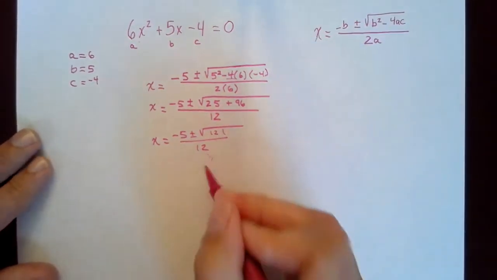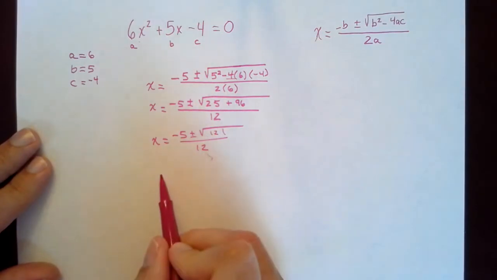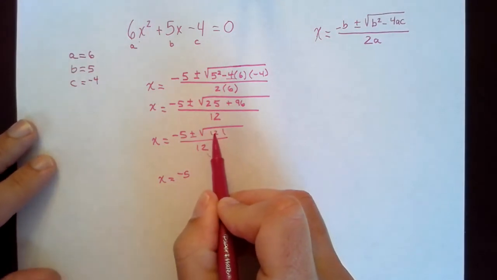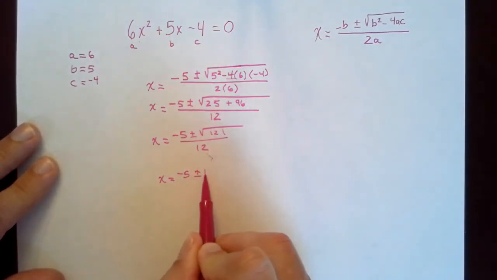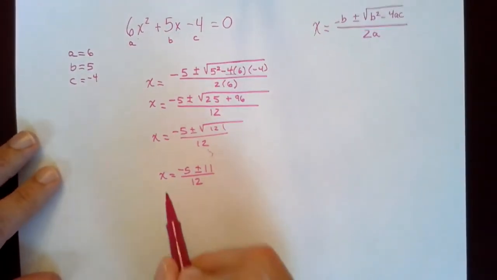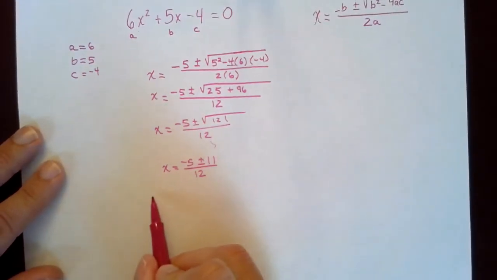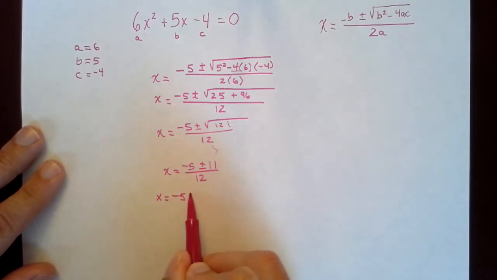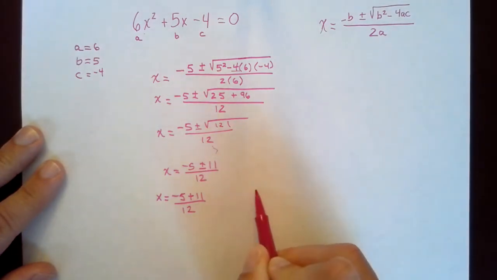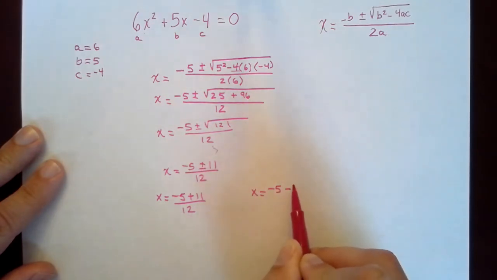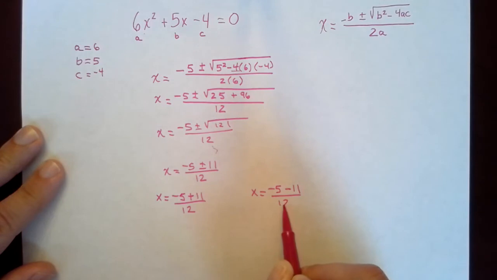And for my first example, yes, this value does equal a perfect square. So x will equal negative 5 plus or minus the square root of 121, which is 11, divided by 12. So at this moment, this is when I can split it into my two different equations. I can say x is going to equal negative 5 plus 11 divided by 12, the plus sign. And my second equation is going to be x equals negative 5 minus 11 divided by 12.